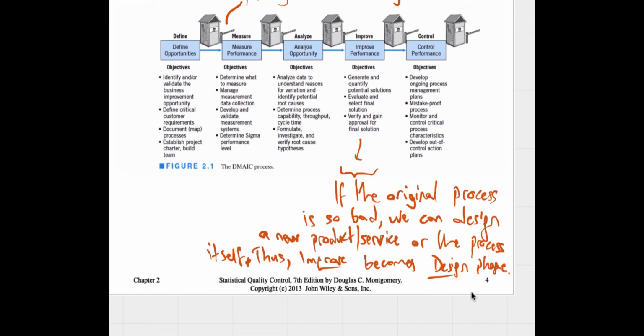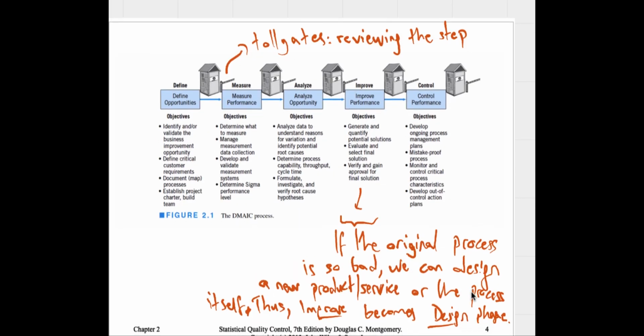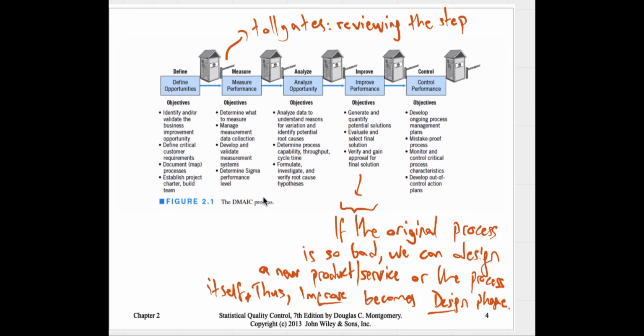Here we see some details on the steps. You can pause the video and read these details, but here particularly I want to talk about the toll gates after each step. After completing a step, we need to go to a review phase, then we can start the subsequent step in the DMAIC. Here, these are the subsequent steps: we start from define and go with measure, analyze, then improve, and lastly the control step.